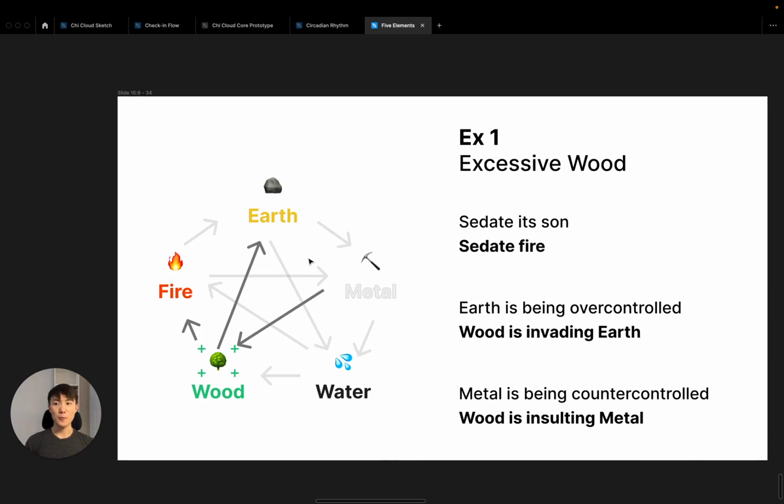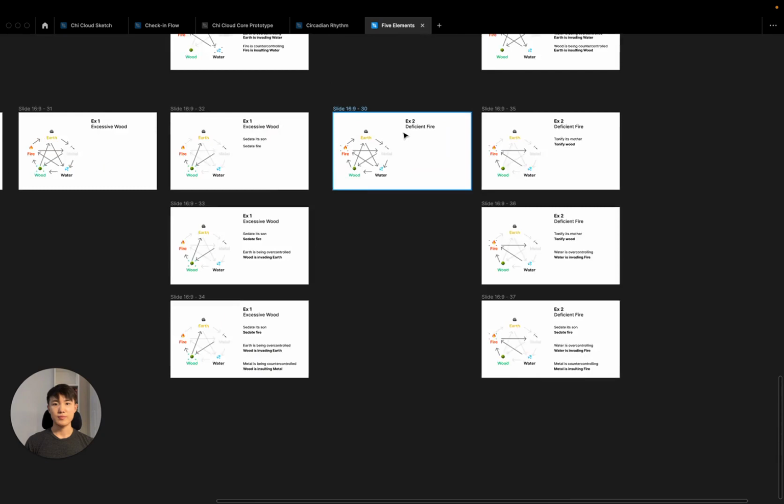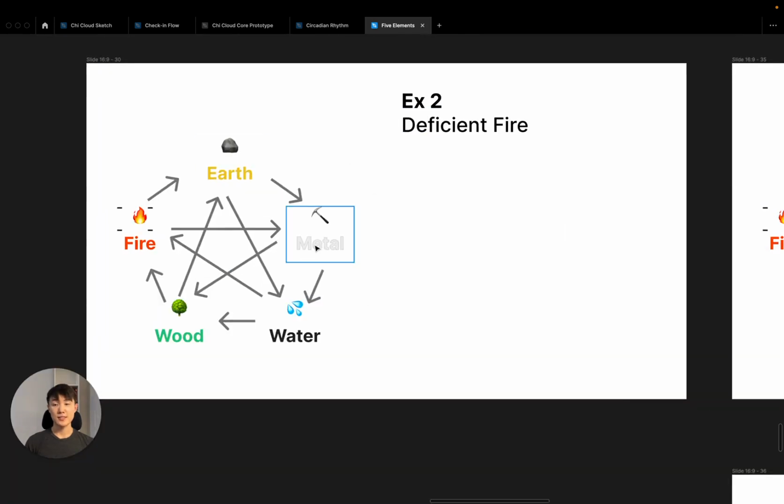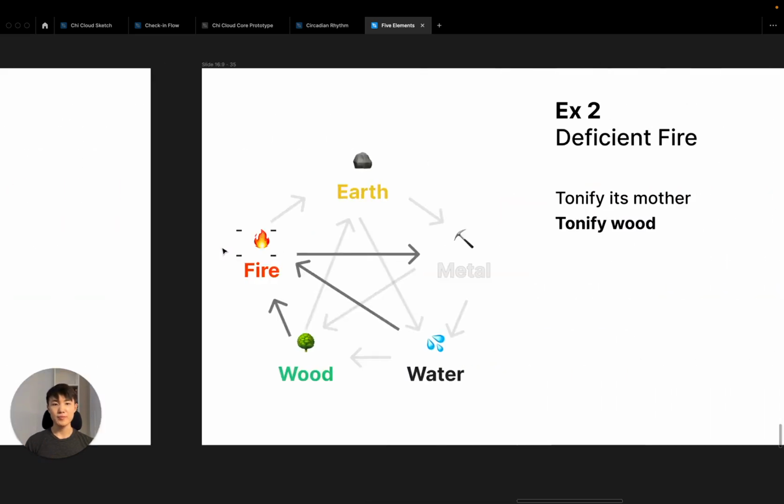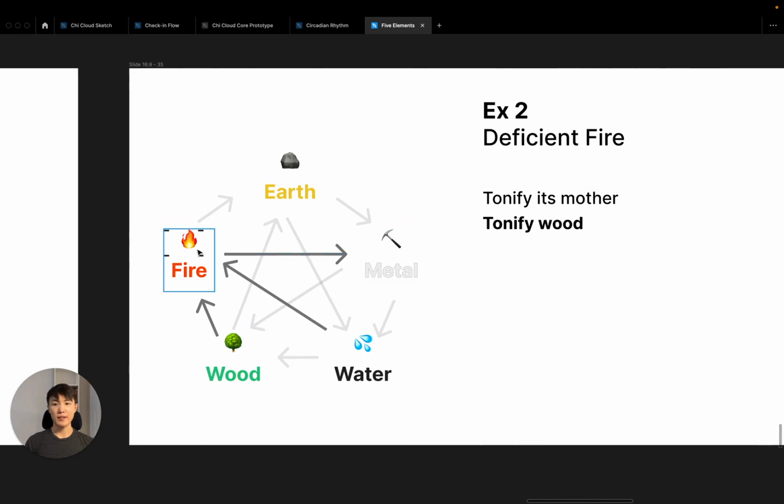Let's go over one more example. Now we're going to look at deficiency. So we have a deficiency of fire. We're going to think about what the treatment plan should be. So with deficiency, what do we do? And we're going to look at the controlling cycle for our diagnosis. Who is it being controlled by and who is it controlling? So first, the treatment plan. We know that because it's deficient, we want to tonify the mother. The mother in this case is wood, so we're going to tonify wood.